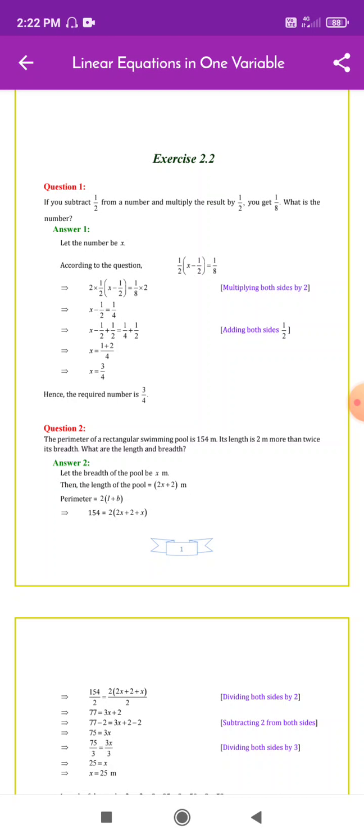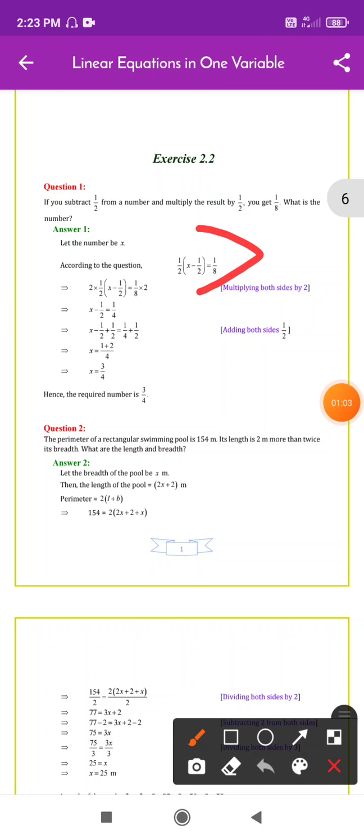According to this question, the equation will form like this. You just see the equation. Yes, 1 by 2 is subtracted, yes or no? That is, x minus 1 by 2 will be subtracted, and the whole thing equals 1 by 8. In the same way we had done, yes or no? So let us see. Now we have to solve the equation.